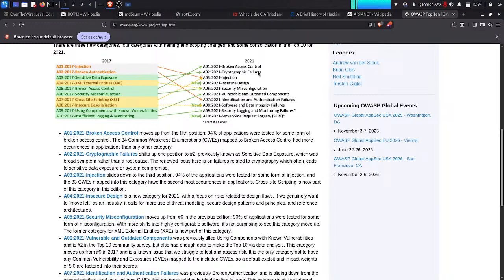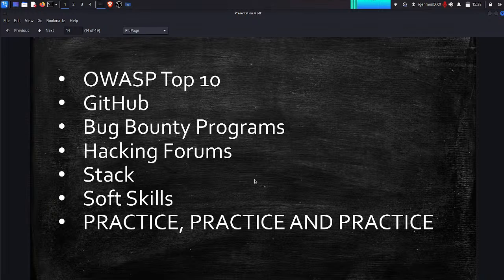You should have basic knowledge and fundamentals of cyber attacks before jumping into the Top 10. You can use GitHub for reading the scripts of exploits and different kinds of tools. You can join bug bounty programs. You can read hacking forums. You can read news channels related to hacking. You can use Stack Overflow if you have any question. You should also have soft skills. Soft skills are communication skills.